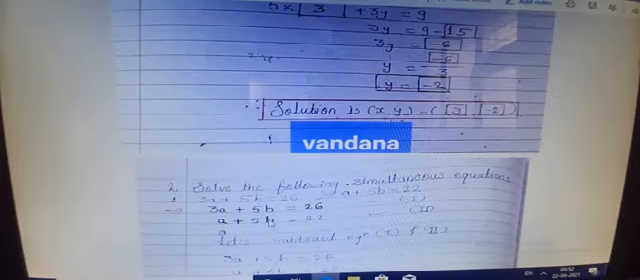Place this value in either equation one or two. I have taken equation number two: a plus 5b is equal to 22. See here, this is equation number two. a plus 5b is equal to 22. In place of a, we substitute the value 2. 2 plus 5b is equal to 22. 2 is positive, going to the other side it becomes negative, and 22 minus 2 becomes 20.